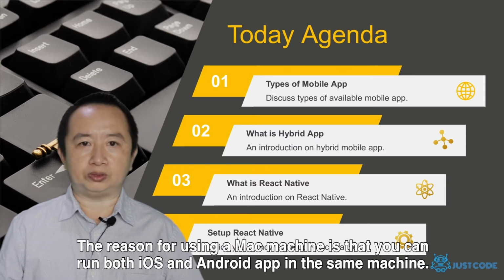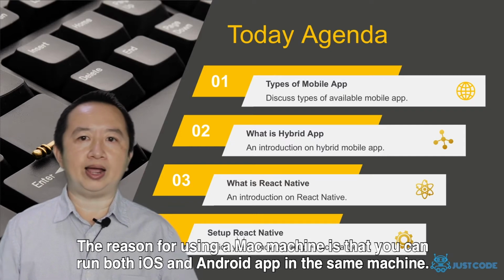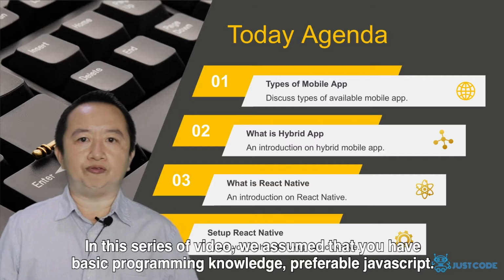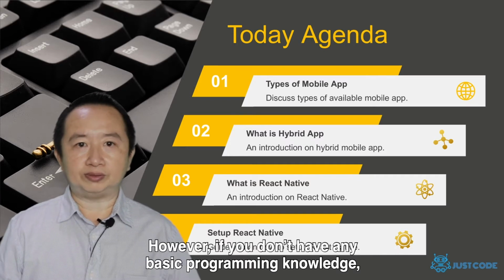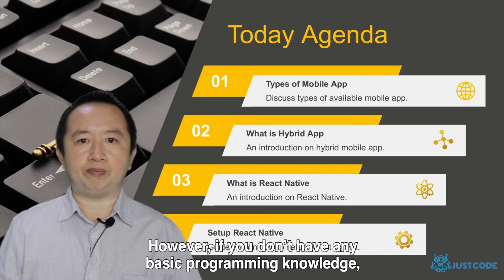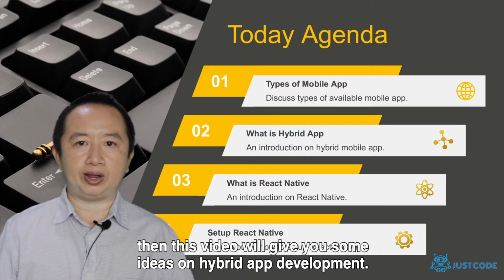The reason for using a Mac machine is that you can run both iOS and Android app in the same machine. In this series of videos, we assume that you have some basic programming knowledge, preferably JavaScript. However, if you don't have any basic programming knowledge, then this video will give you some idea on hybrid app development.